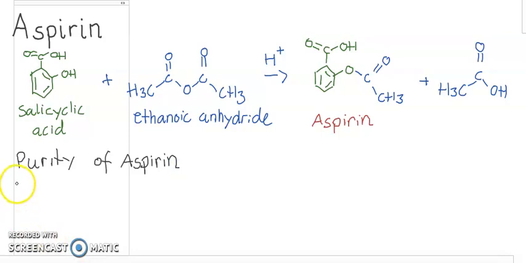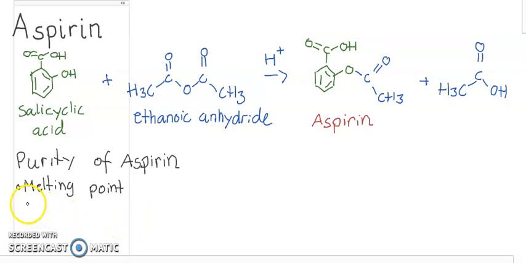And how can we know it's pure? So actually we have three different ways of finding out. The first one, and probably the easiest one, is checking the melting point. So when does this start to melt? So we check the melting point.